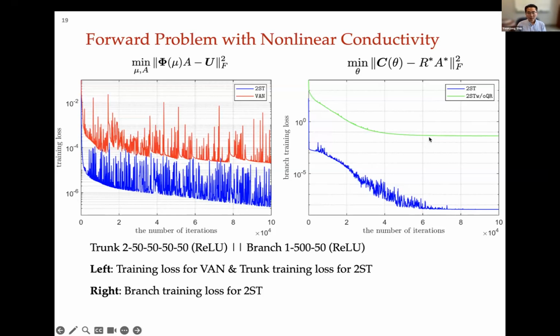You can definitely see the benefit we gain by applying the QR factorization, so that the loss goes down to around 10 to the minus 6, 7, 8. So in both cases, we can think of the two-step method as successfully trained. All right, then this is the training part. Then how is this related to the generalization performance?